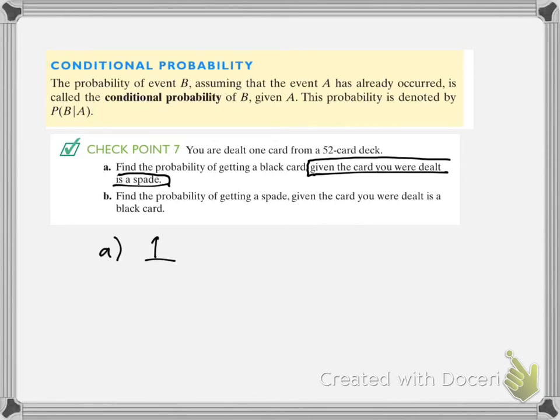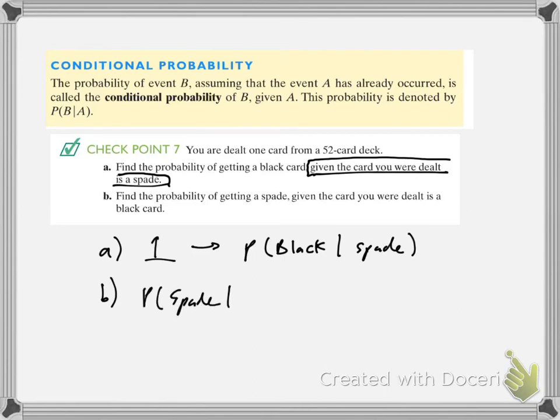Okay, part B is a little trickier. Find the probability of getting a spade given the card you were dealt is a black card. Okay, so the way I'd write this one is that this would be the probability of getting a black card given that, using this notation right up here, given that you know it's a spade. Okay, so now let's do the second one, the probability of getting a spade given that you know you were dealt a black card.